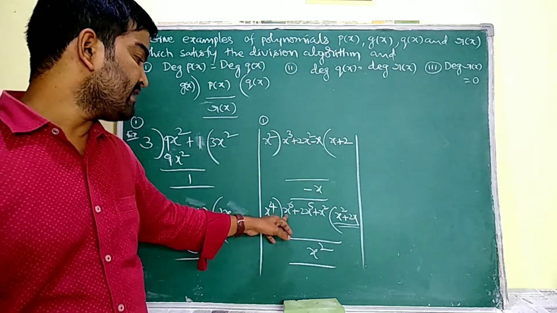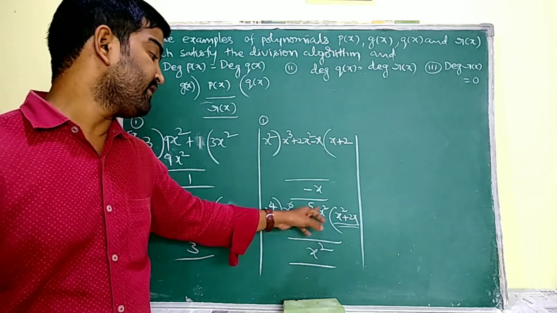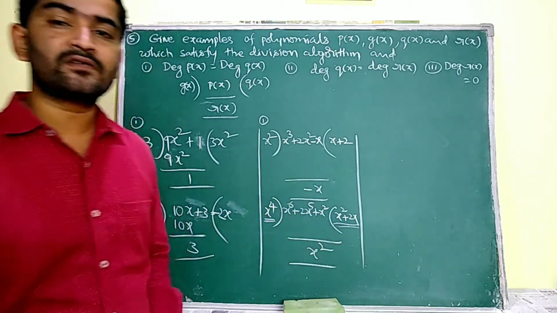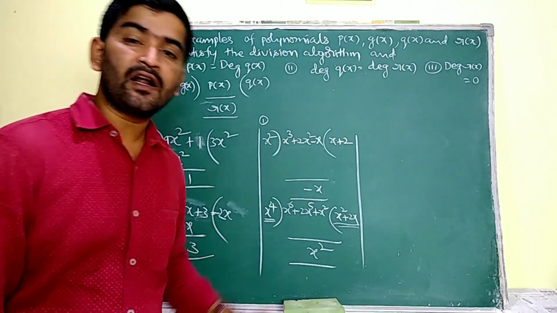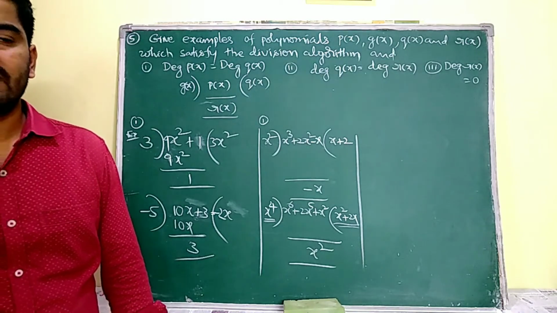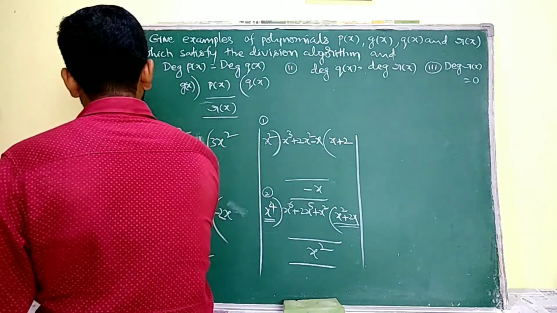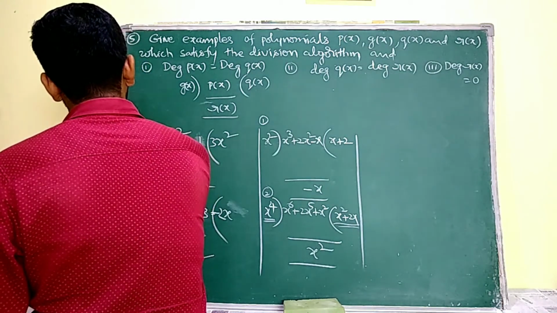You may write p of x as x power of 6 plus 2x power of 5 plus x square, g of x as x power of 4, q of x as x square plus 2x, and remainder r of x as x square. Okay? You may take your own examples also. Example 1, example 2.